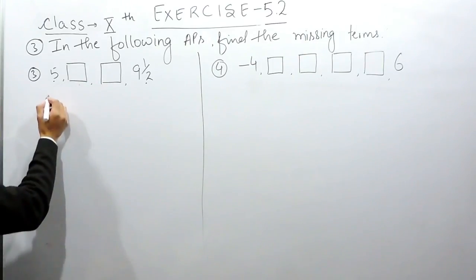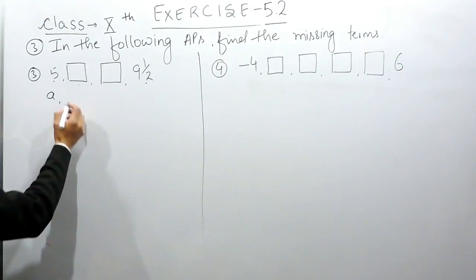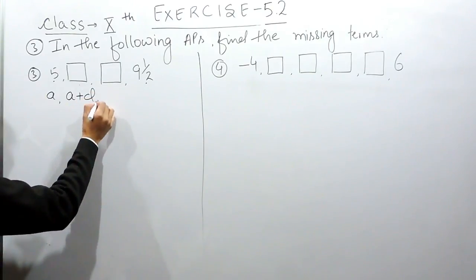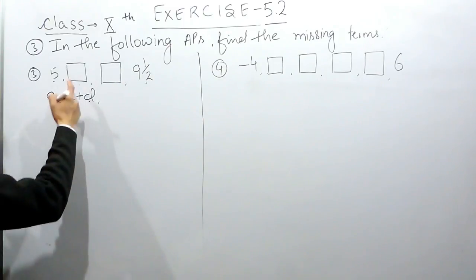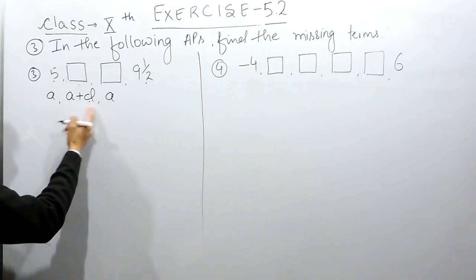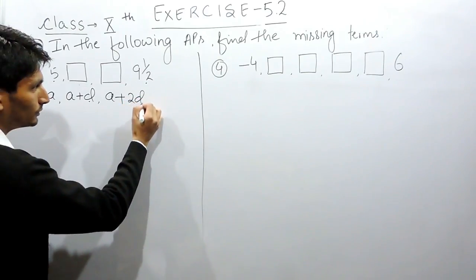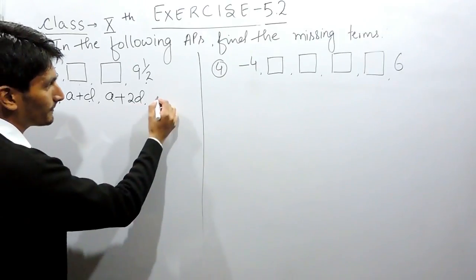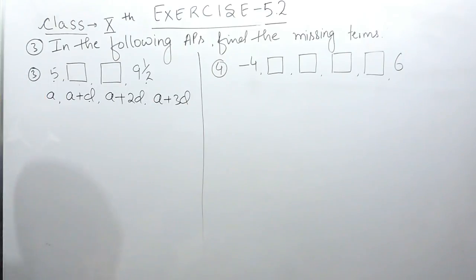And we know that if we consider the first term as A, to find out the second term we have to add a constant to this, and that constant is known as D, which is the common difference. And to find out the third term we have to add another same constant to the second number, so we have to add another D. So now it will become 2D, and after that we have to add another D to the same thing, so there it will become 3D.